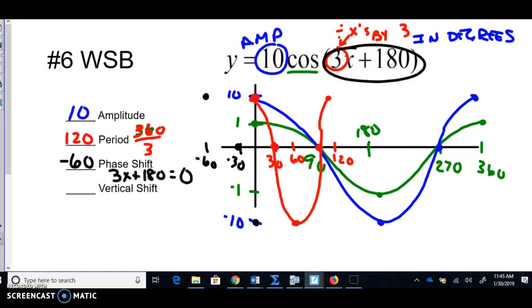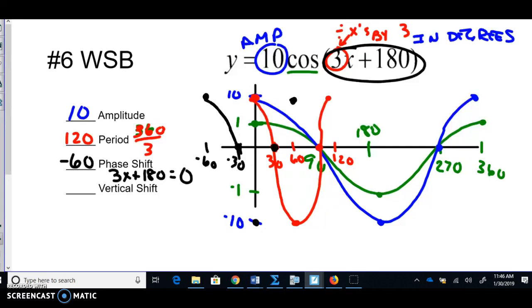This point that is at 90, where it crosses the x-axis, move it to the left 60. So 90 moved to the left 60 goes back to 30. And the ending high point, whose x value is at 120, move it to the left 60. 120 to the left 60 ends up at 60.